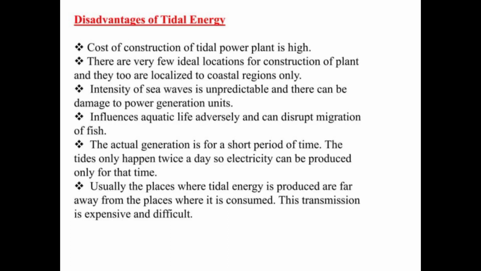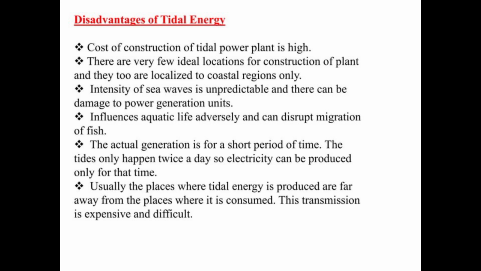Disadvantages of tidal energy: the cost of construction of tidal energy is high. There are very few ideal locations for construction of power plants, and they too are localized to the coastal region only. The intensity of sea waves is unpredictable, and there can be damage to the power generation unit. It influences aquatic life adversely and can disturb the migration of fish.